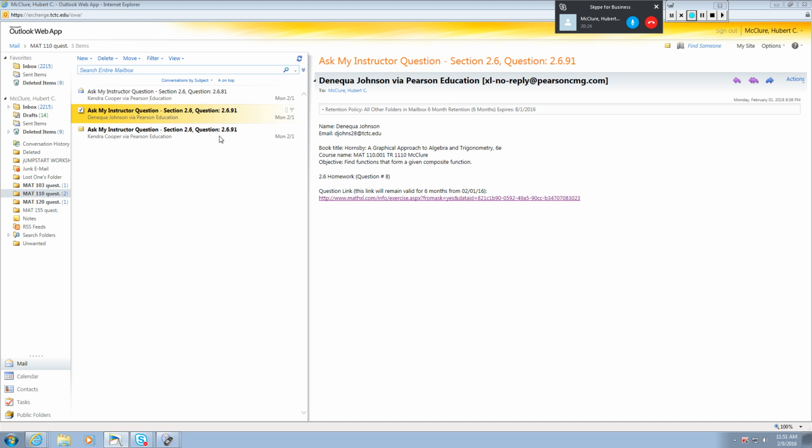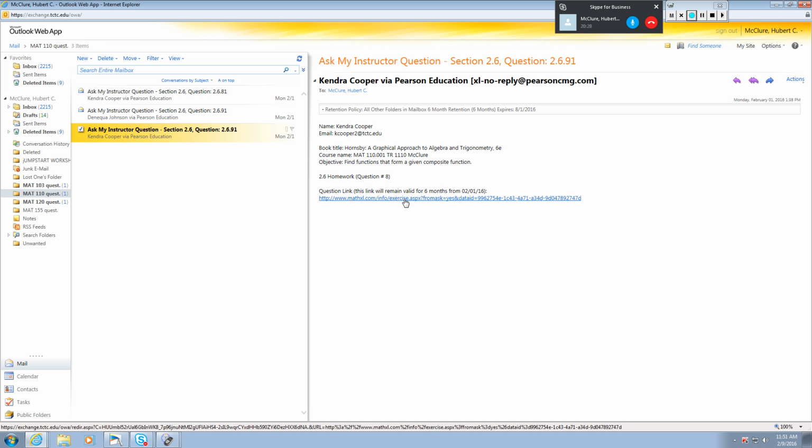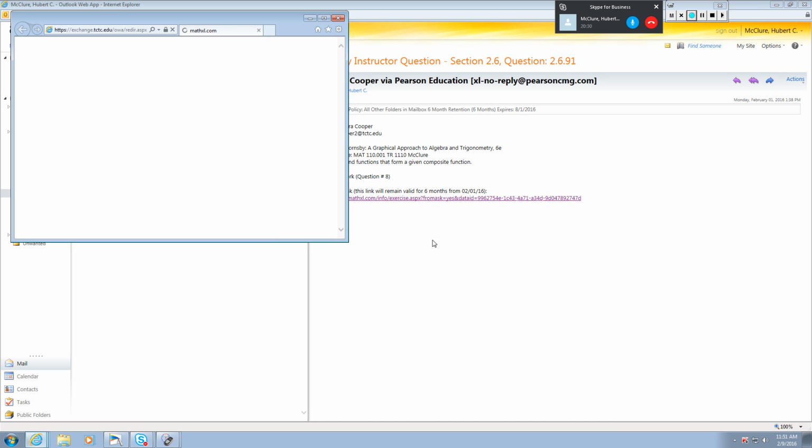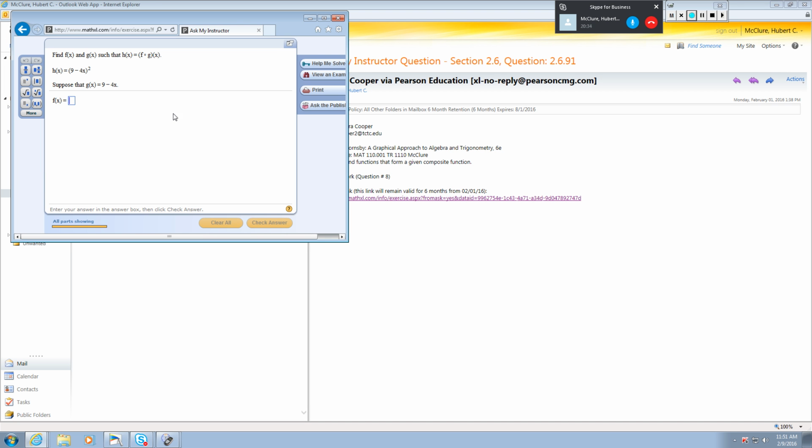Next question. Same question. Let's see if it's different numbers. All right. Well, it's the same type. What's the answer? F of x is equal to what? X squared. What if this was 9 minus 4x to the third power? The x to the third. What if it was the square root of 9 minus 4x? Square root of x.